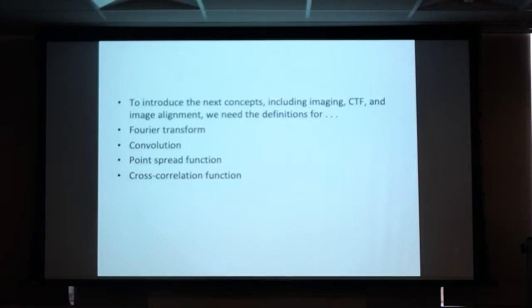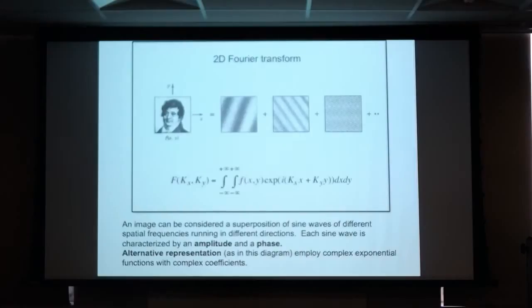And then to introduce the next concepts, including imaging, contrast transfer function, image alignment, we need the definitions of Fourier transform, convolution, point spread function, cross-correlation function. I have to really sort of brush over all these different things, and I hope that you're able to go and find all these things in textbooks. Right now, this is just for connecting all these different concepts. Here's a 2D Fourier transform, and it is decomposing.